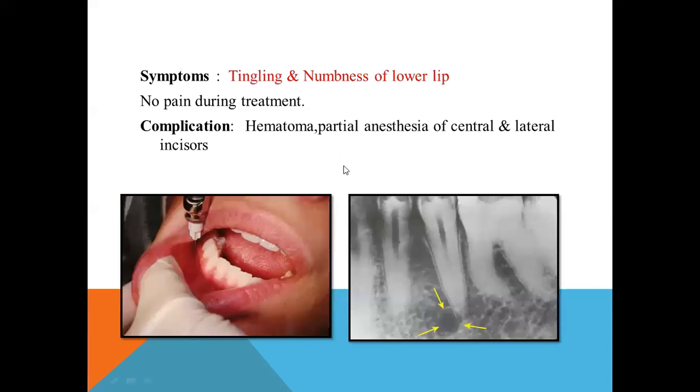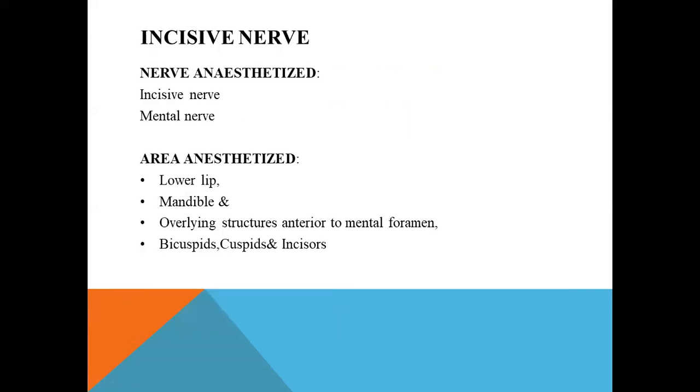This pictorial representation shows where you are going to give the mental nerve block. Symptoms: tingling and numbness of the lower lip. The patient doesn't have pain during treatment. Complication is hematoma, partial anesthesia of the central and lateral incisor.